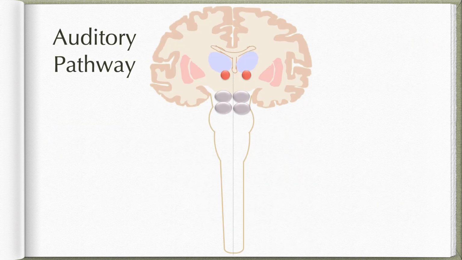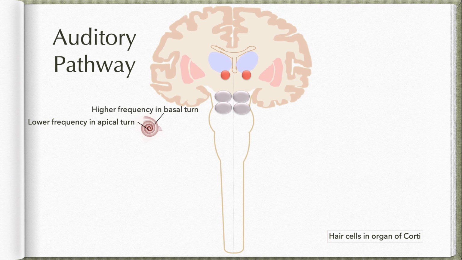The story of the auditory pathway begins in the cochlea of the internal ear. The hair cells within the organ of Corti are stimulated by the sound waves. Lower frequency sound waves will stimulate the hair cells in the apical turn of the cochlea. Higher frequency sound waves will stimulate the hair cells in the basal turn of the cochlea. These hair cells are the transducers, which will convert this mechanical stimulation into an electrical impulse, which is then carried by the cochlear part of the vestibulocochlear nerve.